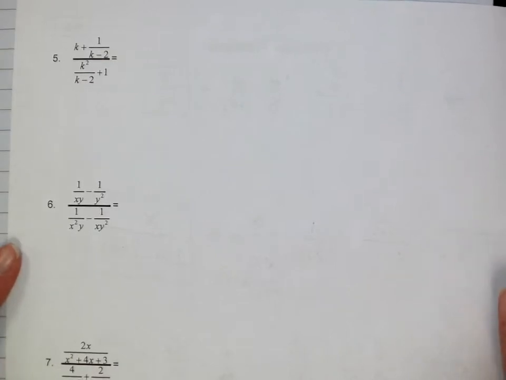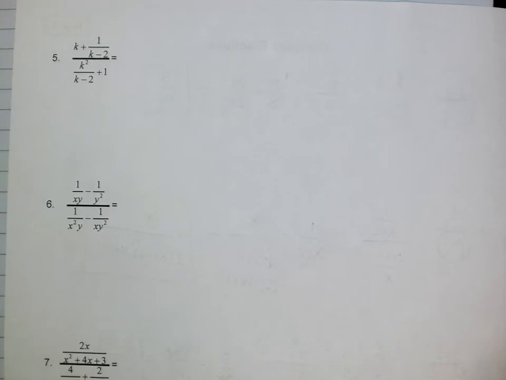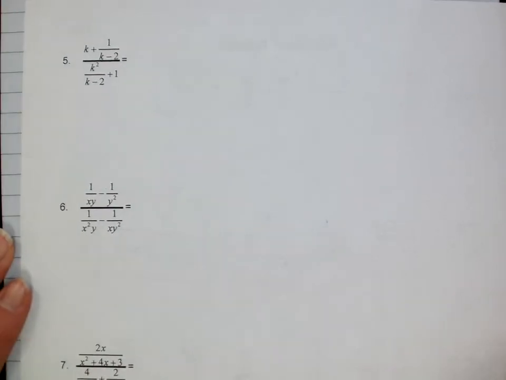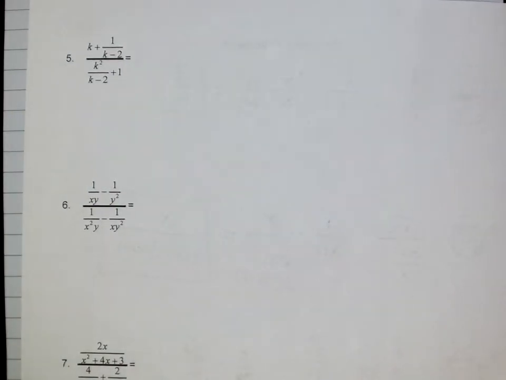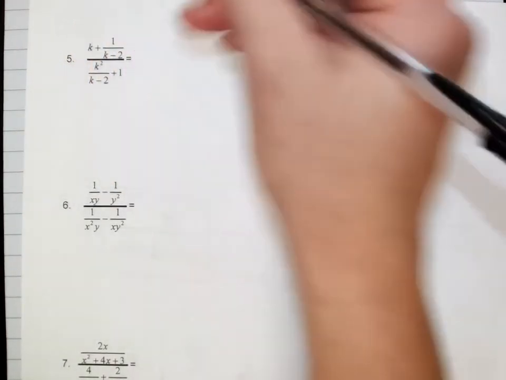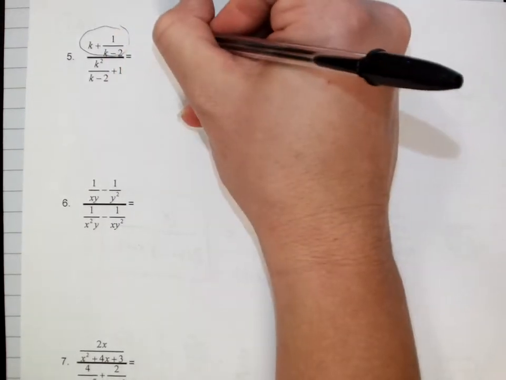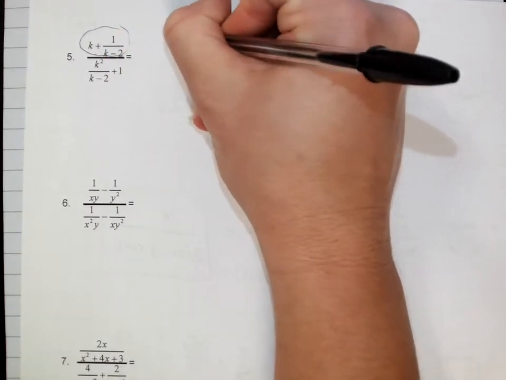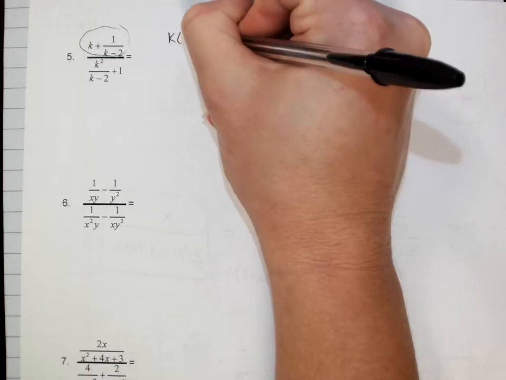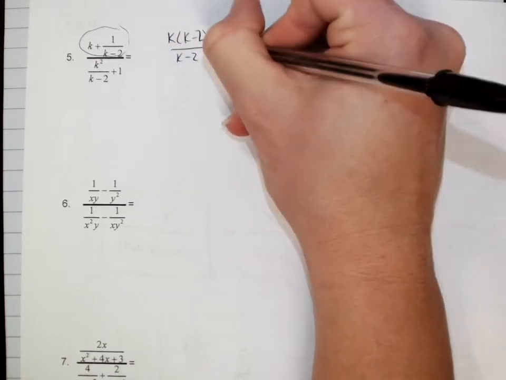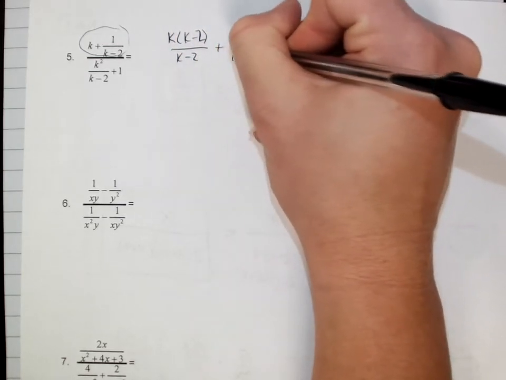If you got it, there's really nothing else crazy that happens on this. The questions just get a little more complicated, but it's up to you. Next question, again, I'm going to do the same thing. I'm going to have to make these both k minus 2's. So the top of this one's going to be k times k minus 2, over k minus 2, plus 1 over k minus 2.